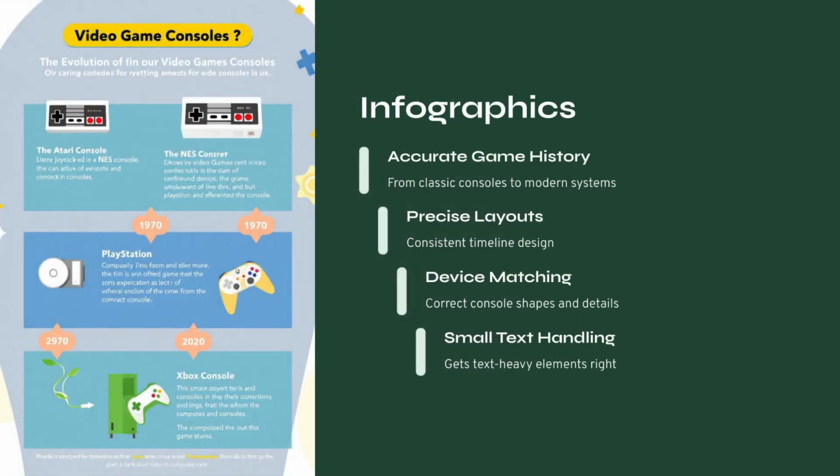This one blew my mind. I asked ChatGPT to help design an infographic on the evolution of video games. From classic consoles to concept models, the timeline and visuals were spot on. It even matched the shape of devices like the Nintendo, all while getting tons of small text right.